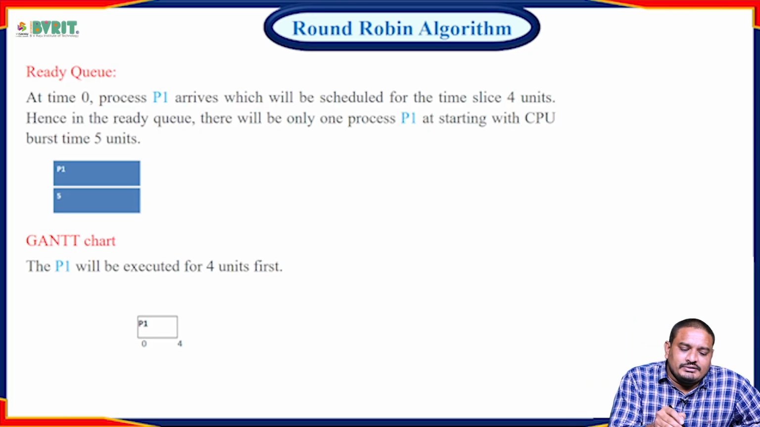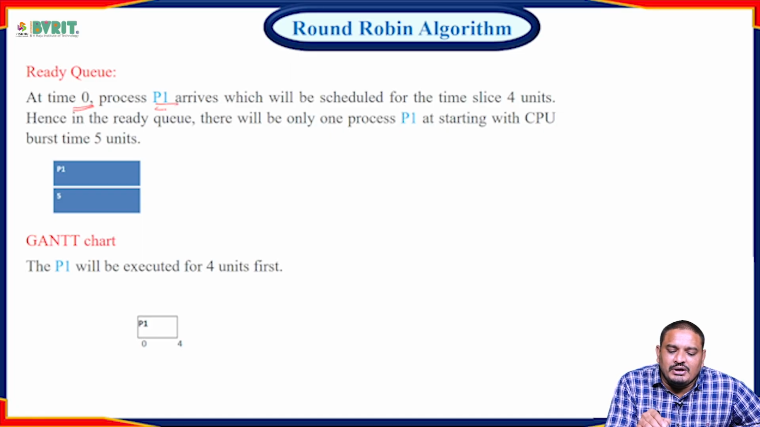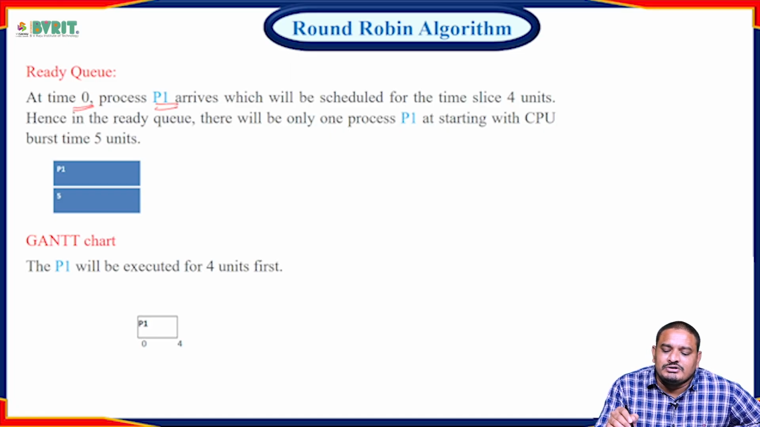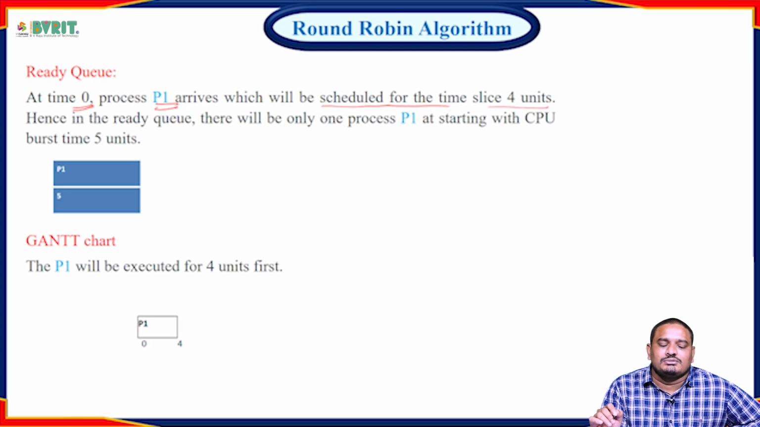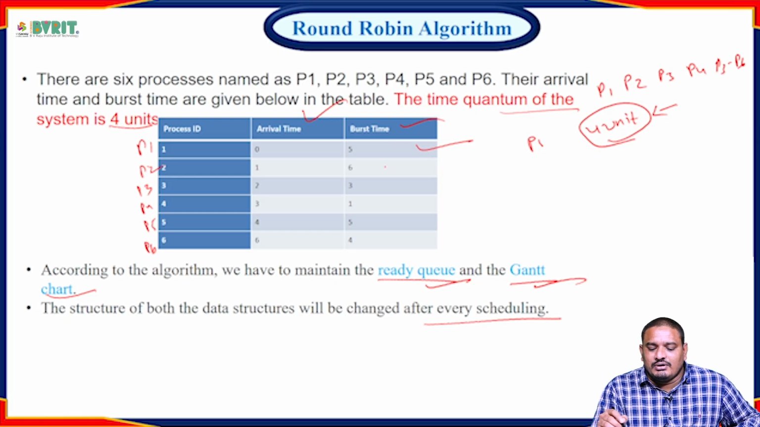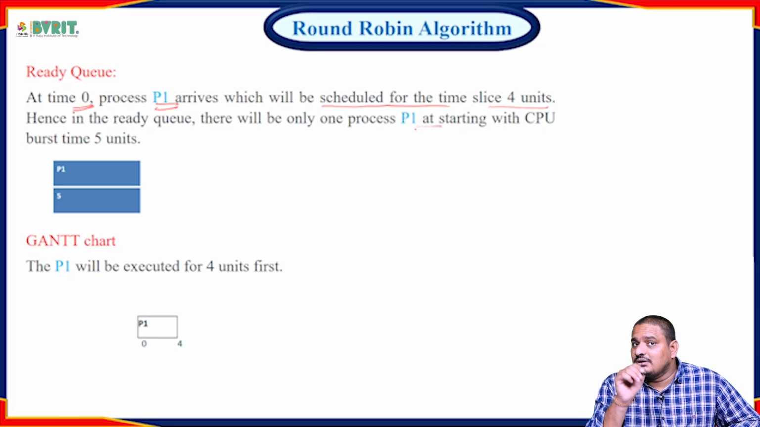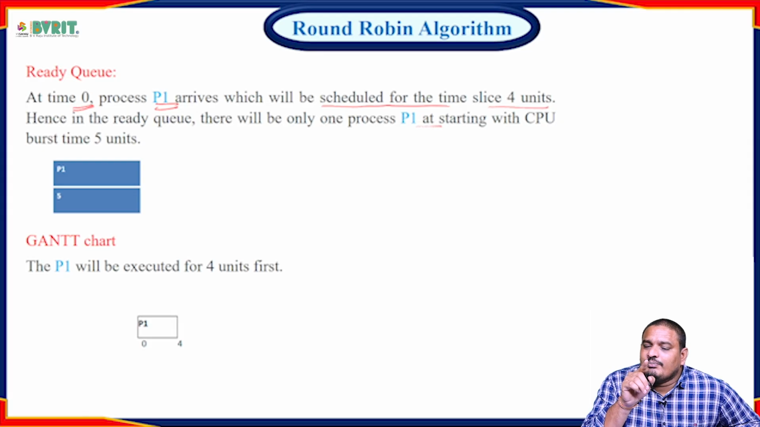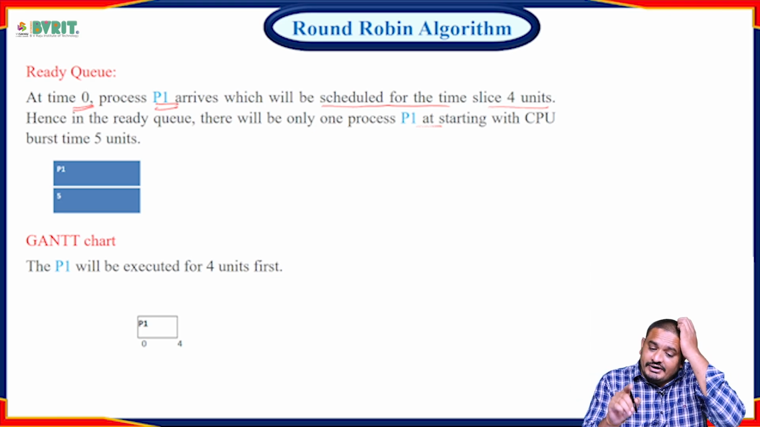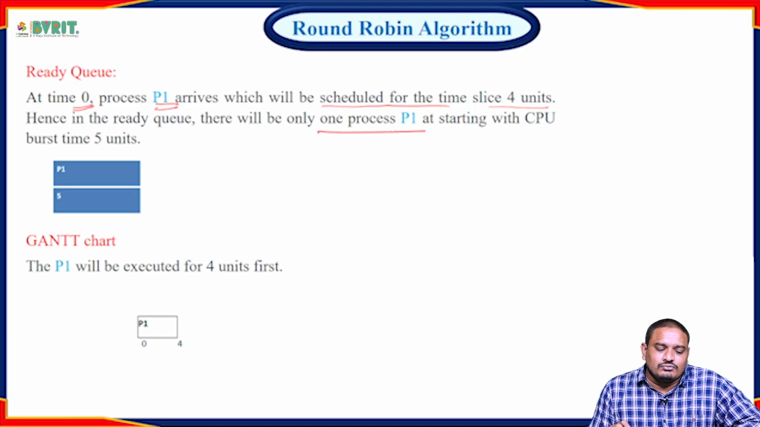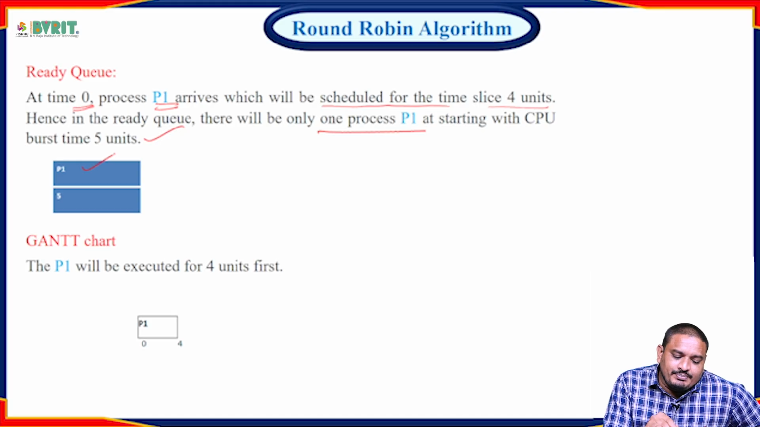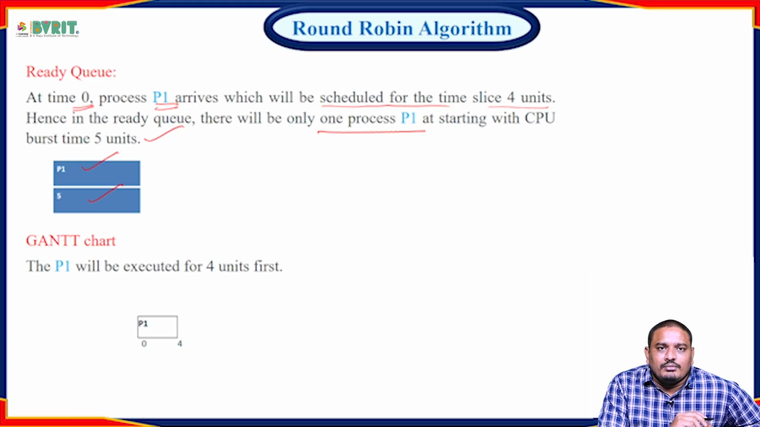First of all, at time zero, process P1 arrives. The process P1 will be scheduled for the time slice of 4 units. The burst time is already given for process P1. Hence, in the ready queue there will be only one process. In this algorithm, only one process executes on the CPU at a time. After that, P2 executes, then P3, then P4, then P5, then P6. The burst time is 5 units, that means P1 is the process and 5 is the burst time. This is the ready queue.